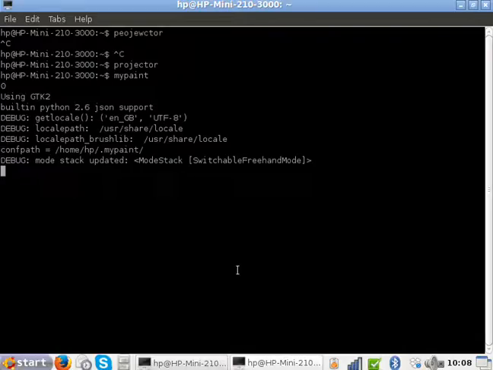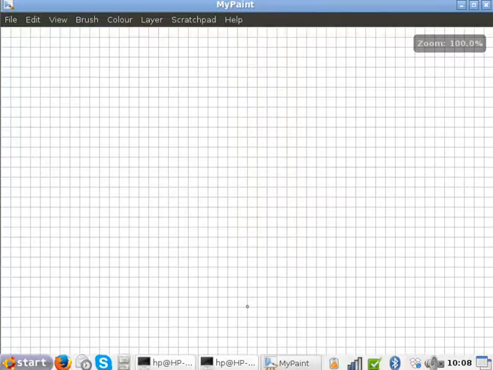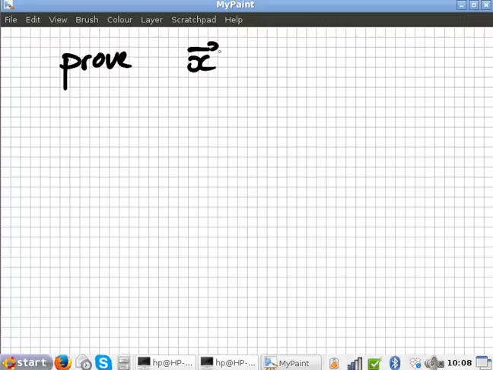Okay, so we want to prove that x dot x equals magnitude of x squared. That's question 1 there. x dot x equals magnitude of x squared.